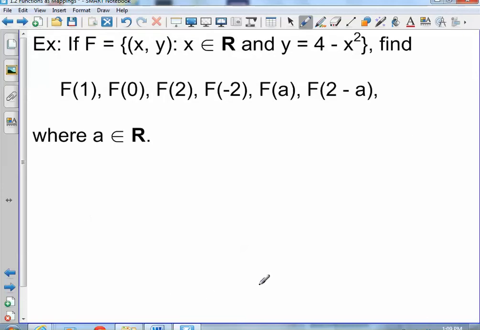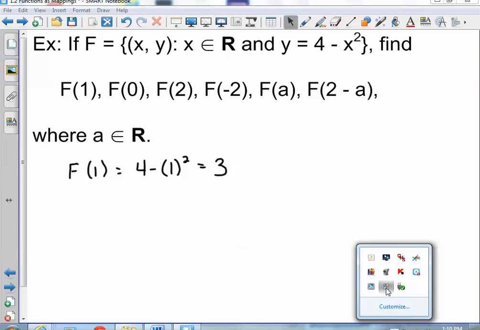So, let's say f of x is a set of ordered pairs x, y, such that x is a real number and y equals 4 minus x squared. I want you guys to find each of these. I'll do the first one, then I'm going to make you do them. So f of 1, what's that mean I need to do? Plug 1 in. In other words, I'm finding my y, which is 4 minus x squared. So 4 minus 1 squared, which would be 3. You guys do the rest for me.